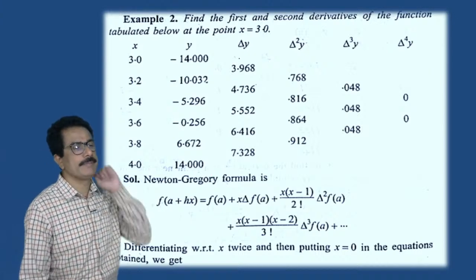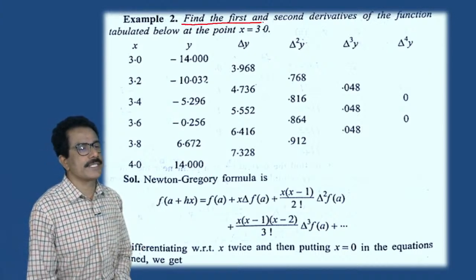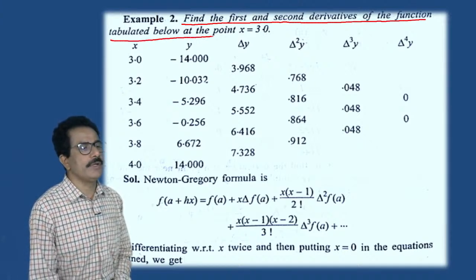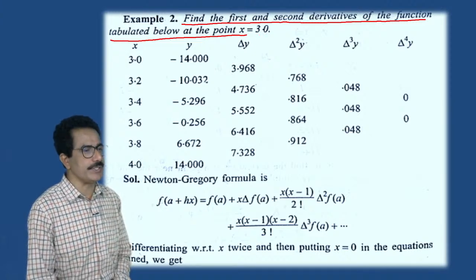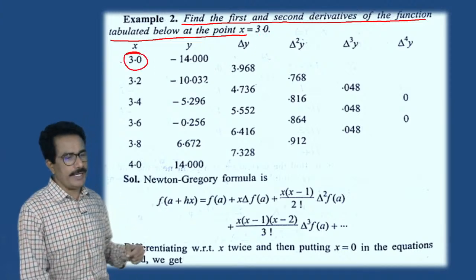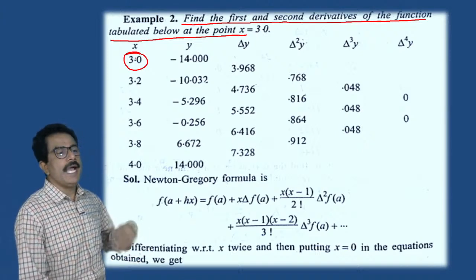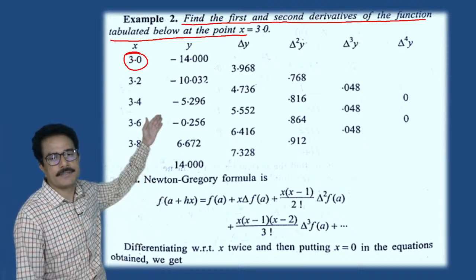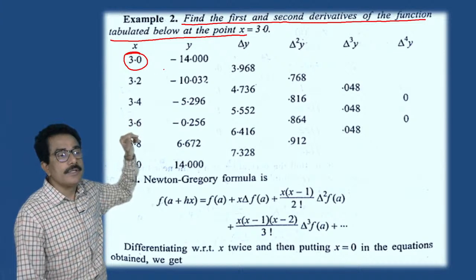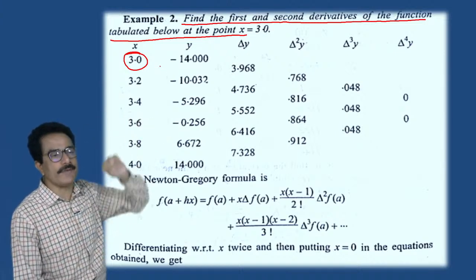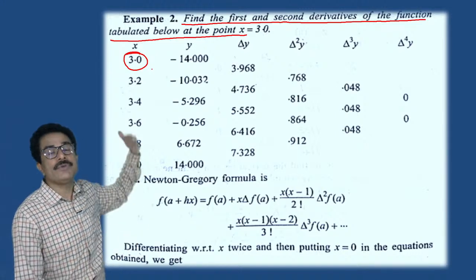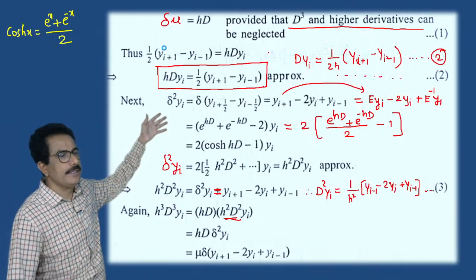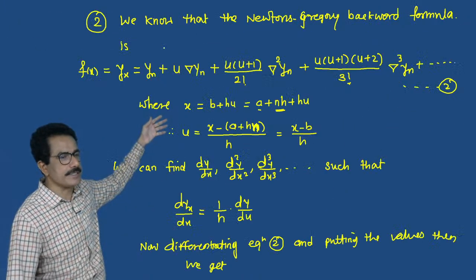व्हॉट इज द नेक्स्ट प्रॉब्लेम? Find the first and second derivative of the function tabulated below at the point 3.0. We have to find out first order derivative and second order derivative by using the tabulated here y0. This problem we can solve in two different ways. By using Newton's Gregory forward interpolation formula, that means we can solve by using this.